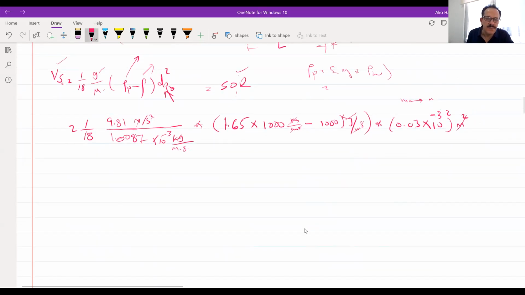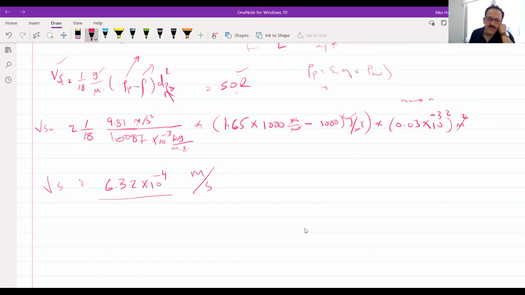Am I right? I am getting 6.32 times 10 to the power minus 4. Can you repeat that? 6.32 times 10 to power minus 4, like this. Yes. Very good.